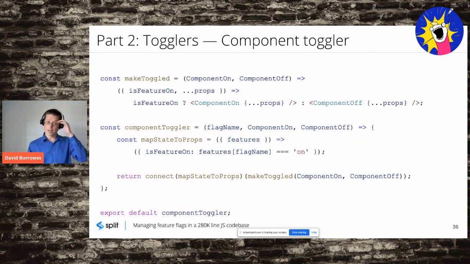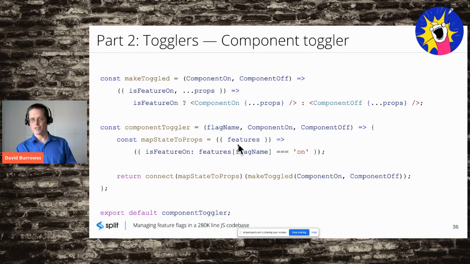So this is the engine behind this. This code is slightly simplified, but it's basically the essence of the problem. So we have this function we talked about earlier, the component toggler. I handed it the flag and the two versions of the component. Within it, I set up a very normal Redux connected component. I set up my mapStateToProps function.